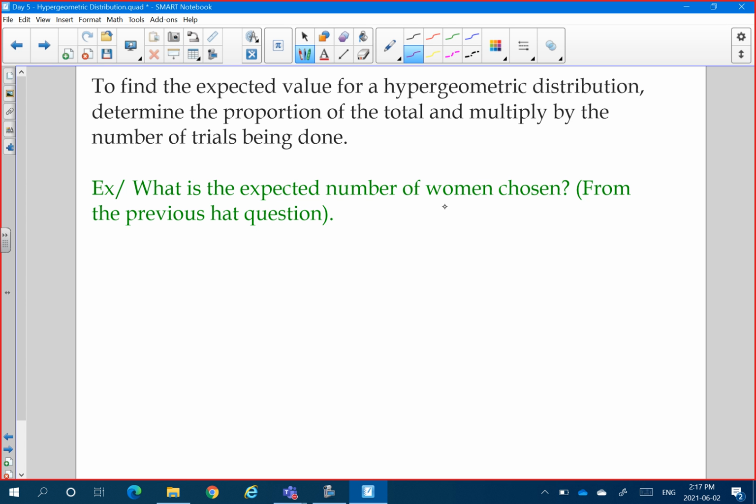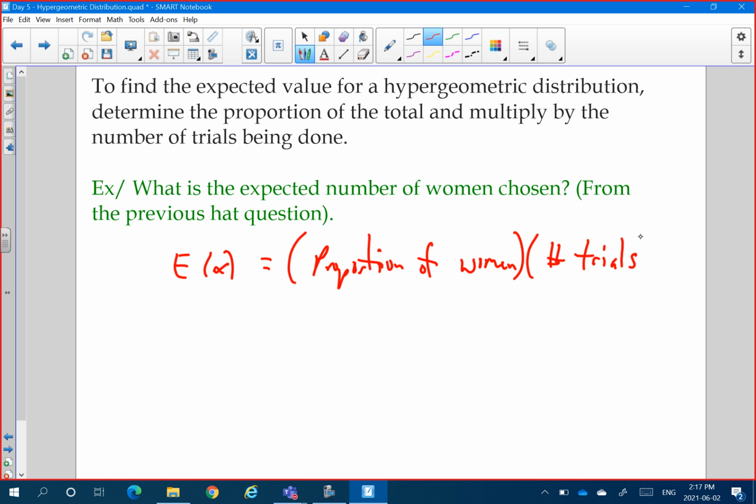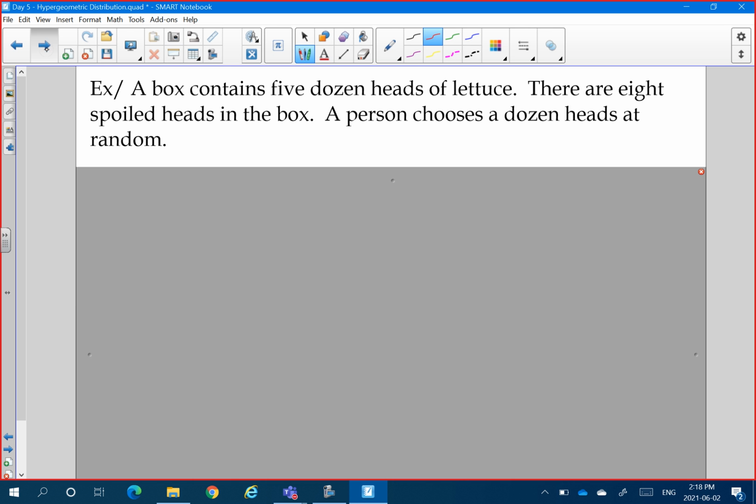So what is the expected number of women from the previous example? My expected value, E(X), is going to be the proportion of women in my hat times the number of trials. The proportion of women: there were 12 women out of a possible 20. And the number of trials: we pulled 5 names. So we're going to multiply and divide and find out that the expected number is 3. Again, expected values, expected outcomes, it's all pretty similar stuff.